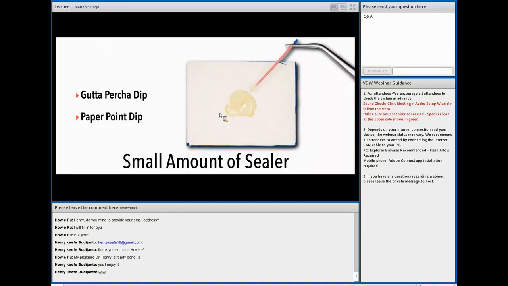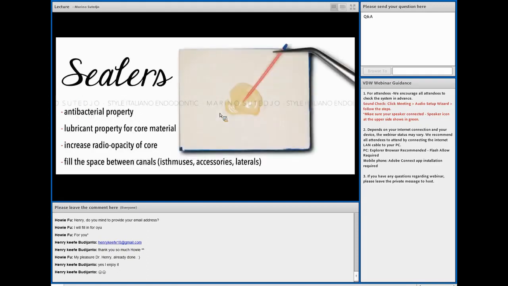And the third thing that is also important if you want to do warm vertical condensation is just the right amount of sealer. Don't use too much sealer. Usually I just put my gutta percha and dip it into the sealer and insert it into the canal directly. Or you can use a paper point.